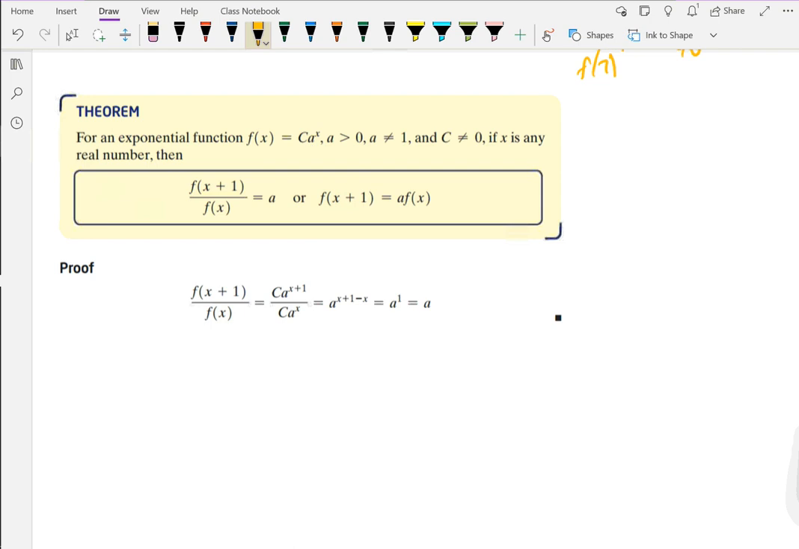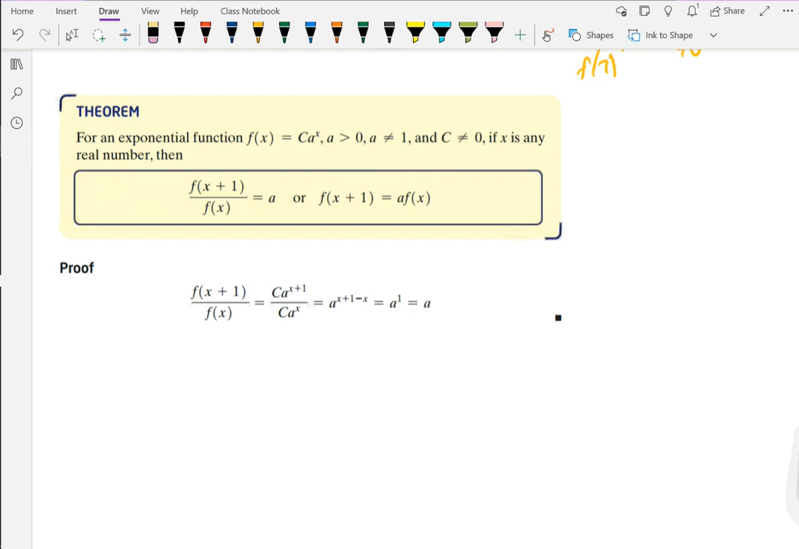Now, if we want to take a look at that a little bit further, we can say if I want to solve this f of x plus 1, if I get rid of this f of x, I can multiply by the denominator. So the denominator just moves over here. So that'd be another way to phrase that. So if I have a current term, if I multiply it by the growth factor, then I end up with the next term. If f of x is the current term, f of x plus 1 is the next term.